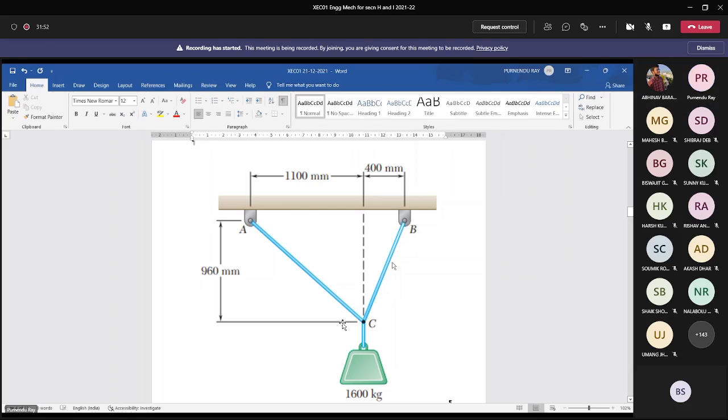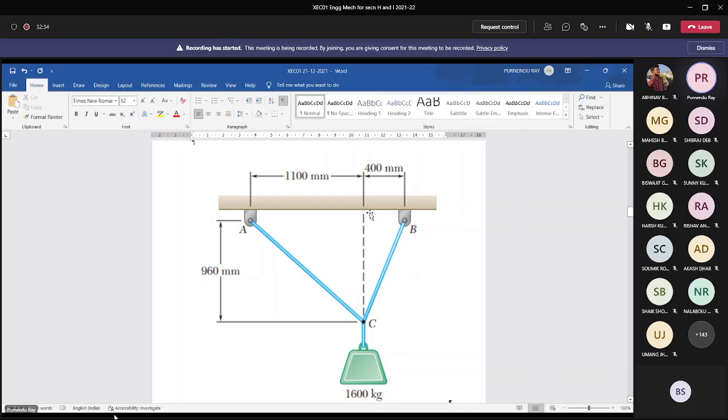These are two strings or ropes or metal rods, etc. And this geometry is given only by these distances. The angle theta 1, angle theta 2, all these things are not given. So from this vertical line passing through point C, towards the right at 400 millimeter distance, there is a point B, the support B. From the ceiling, some hook is fitted, and towards the left at 1100 millimeter, there is a hook hanging from the ceiling, and two ropes are fitted there, AC and BC. At point C, one block is hanging with its self weight, or its mass 1600 kg.